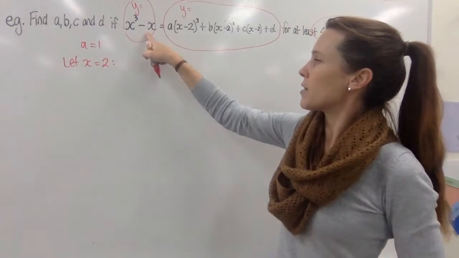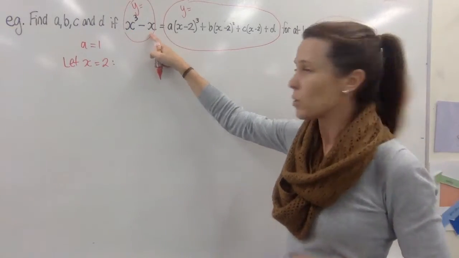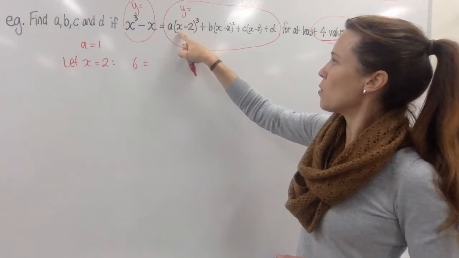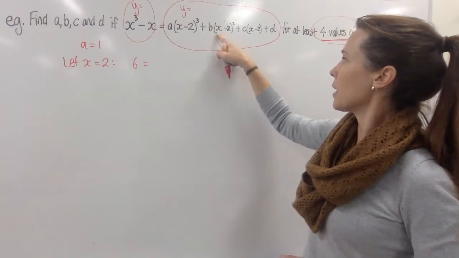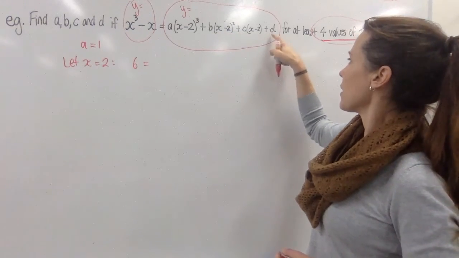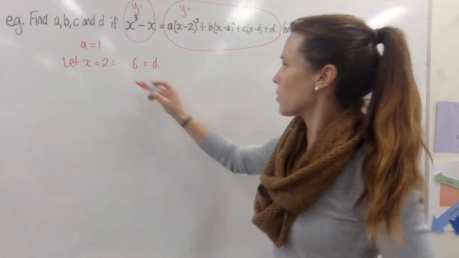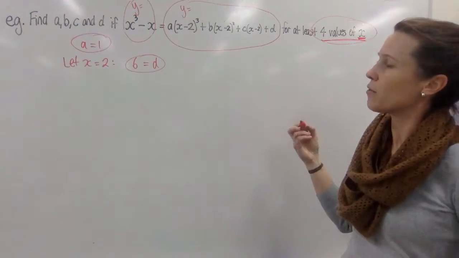Well, on the left-hand side, we've got 2 cubed, which is 8, minus 2. So we get 6 is equal to, now if we've got 2 minus 2 here, this will be 0 cubed. So we've got nothing here. Again, we're going to have nothing here, and nothing here. We're just going to end up with d. So we've found that d equals 6. So we've got 2 of our solutions already. Now we just need to find b and c.